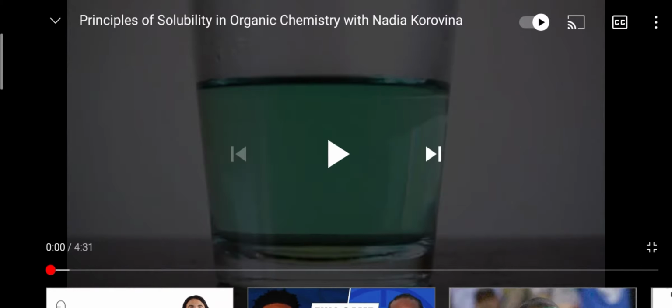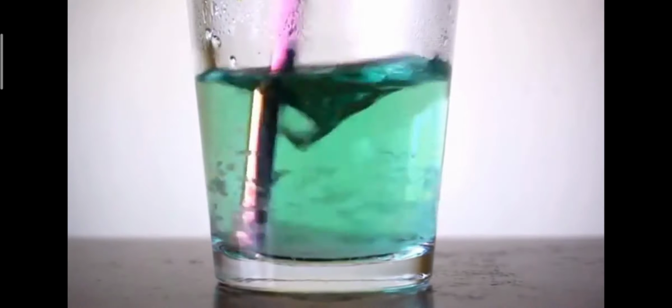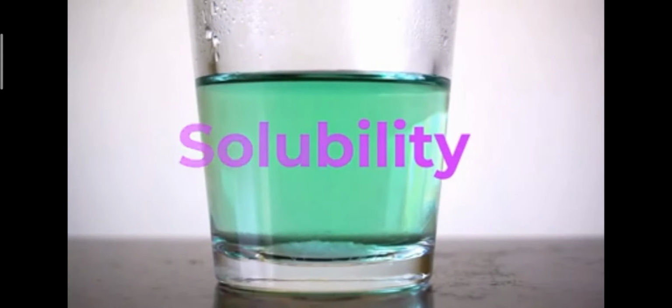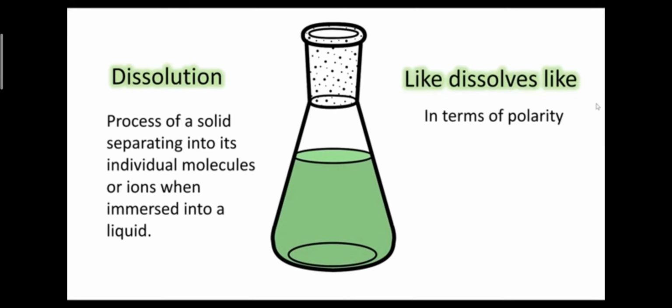of solubility. Dissolution is a process of a solid separating into its individual molecules or ions when immersed into a liquid, and the general rule is like dissolves like, in terms of the polarity of the solvent and the polarity of molecules comprising the solid. Let's take a look at the most abundant solvent here on Earth, and that is water.